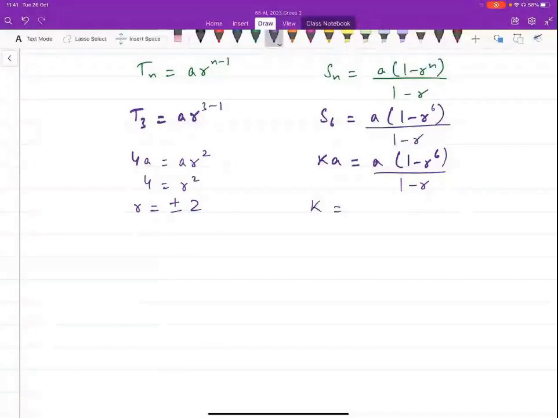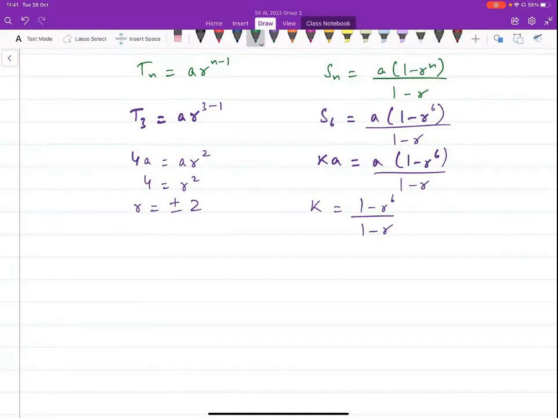We're left with K equals 1 minus r raised to power 6 divided by 1 minus r. What do we do now? We input r equals 2, and we also input r equals minus 2, and we get two possible values of k from that.